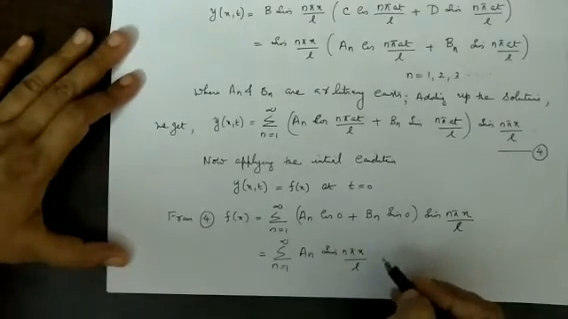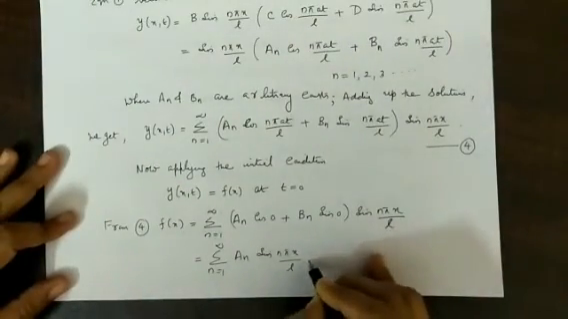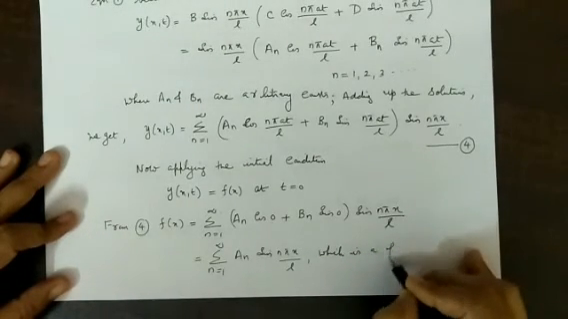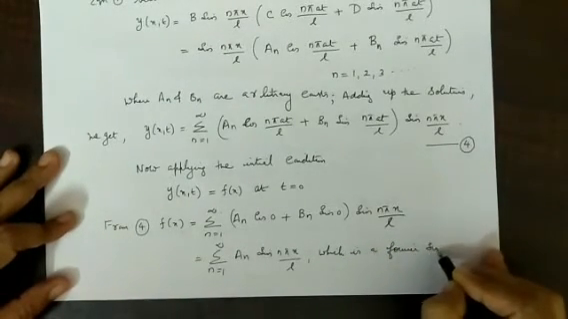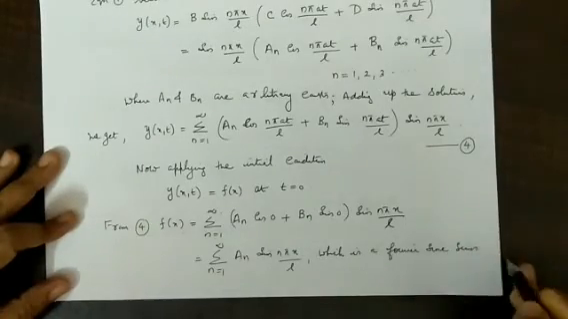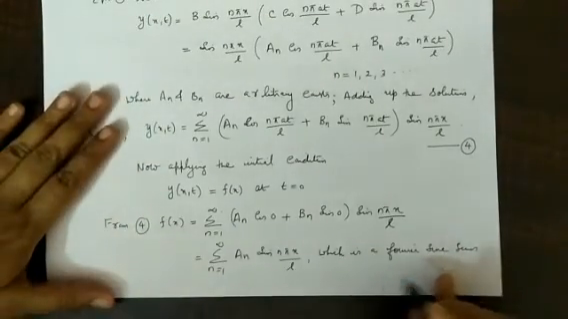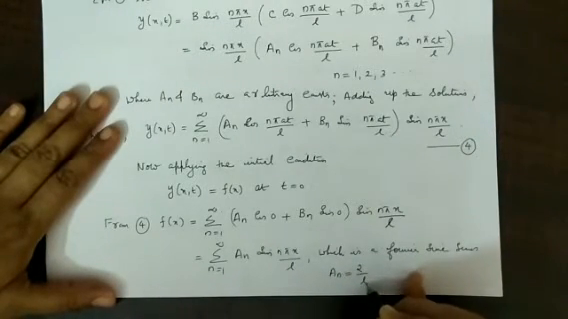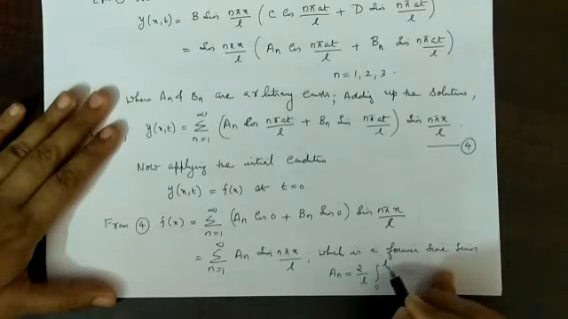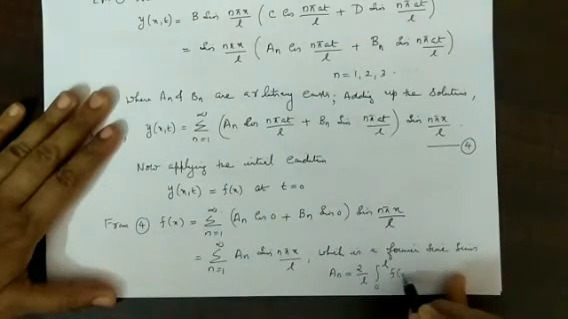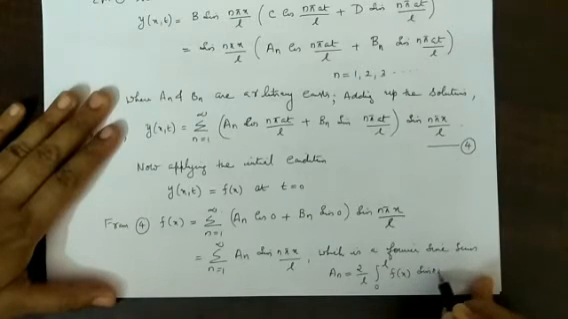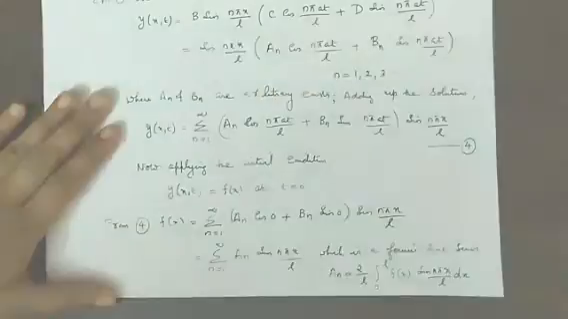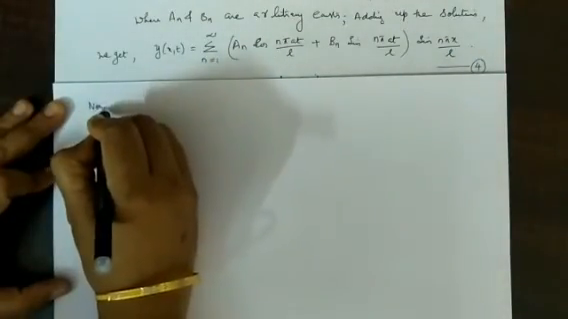Now this represents a Fourier sine series. And in a Fourier sine series, we know that an is 2 by L integral from 0 to L of f of x sin n pi x by L dx. Now applying the second initial condition.